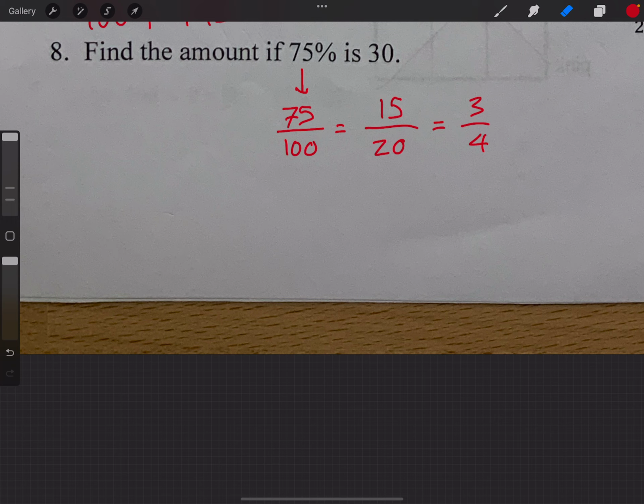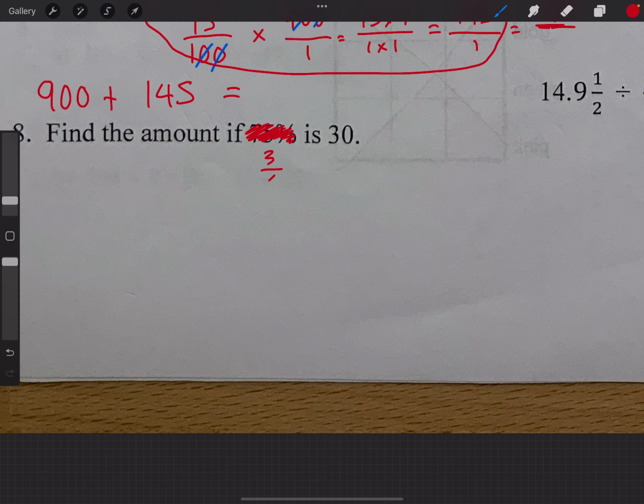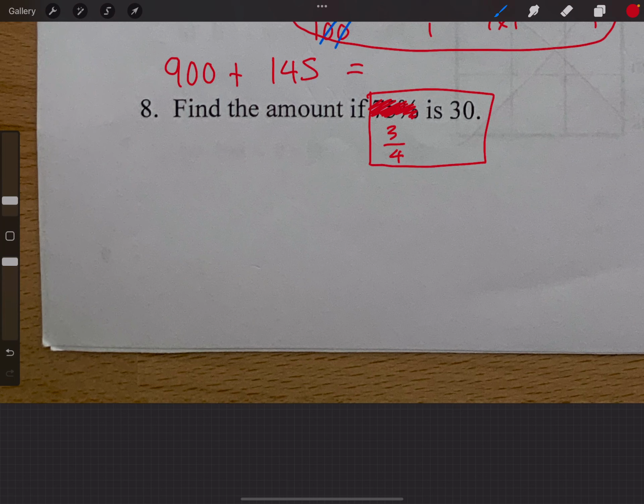Now it says find the amount if 3/4 is 30. So all I did was change 75% into 3/4. Okay, so you can think about it like this: 3/4 is equal to 30. It says find the amount, find the whole amount. So they want 4 quarters.